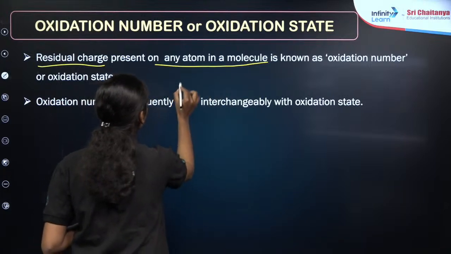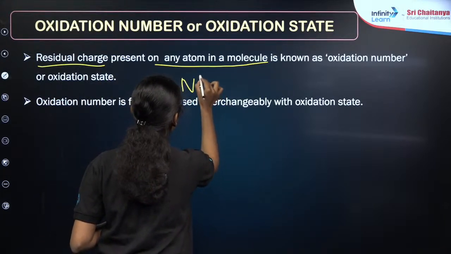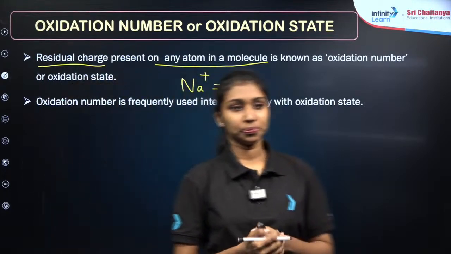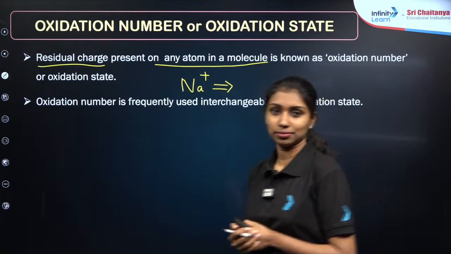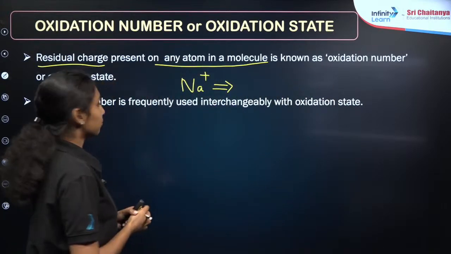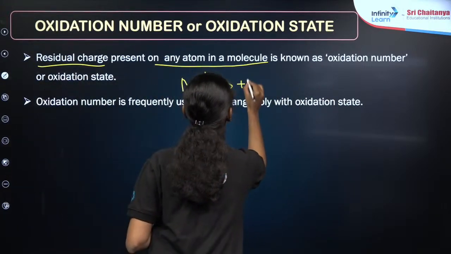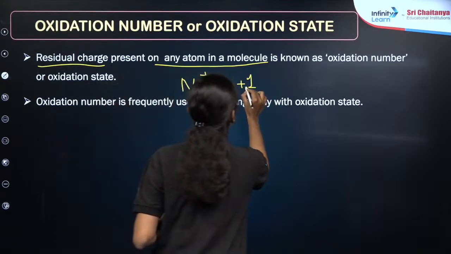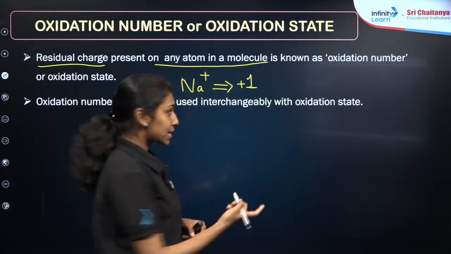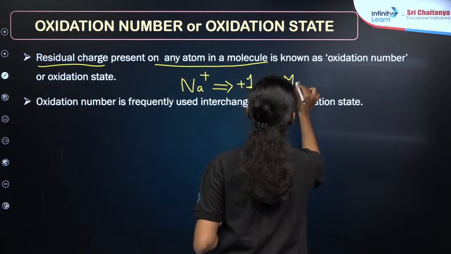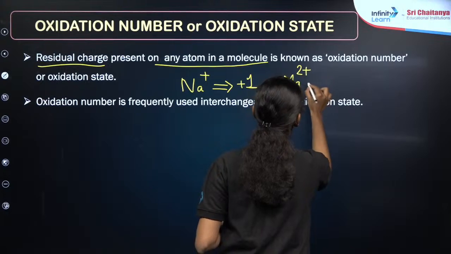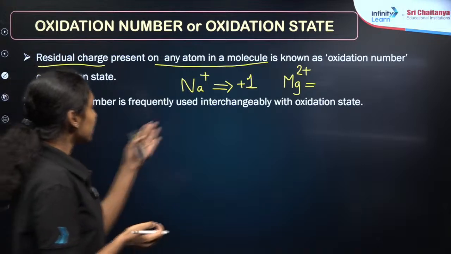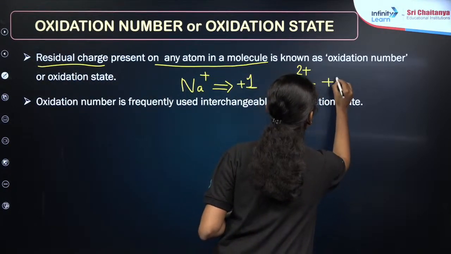For example, if I take an ion, Na+, what will be the oxidation number or oxidation state of this ion? +1, right? Because it is the Na+ ion, the charge on the atom is +1, which is the oxidation number of this atom. If I take another example, Mg2+, what will be its oxidation number? Yes, great. Here it is Mg2+, which means +2 will be the oxidation number.